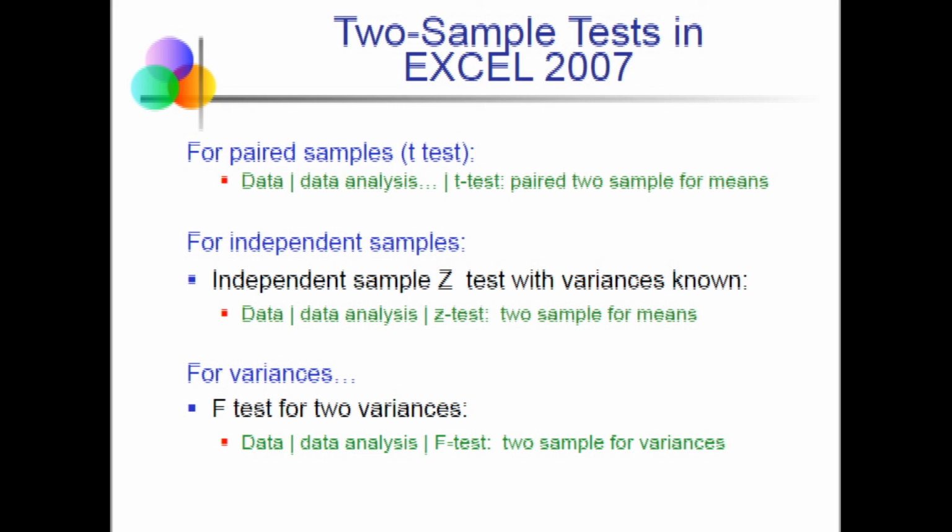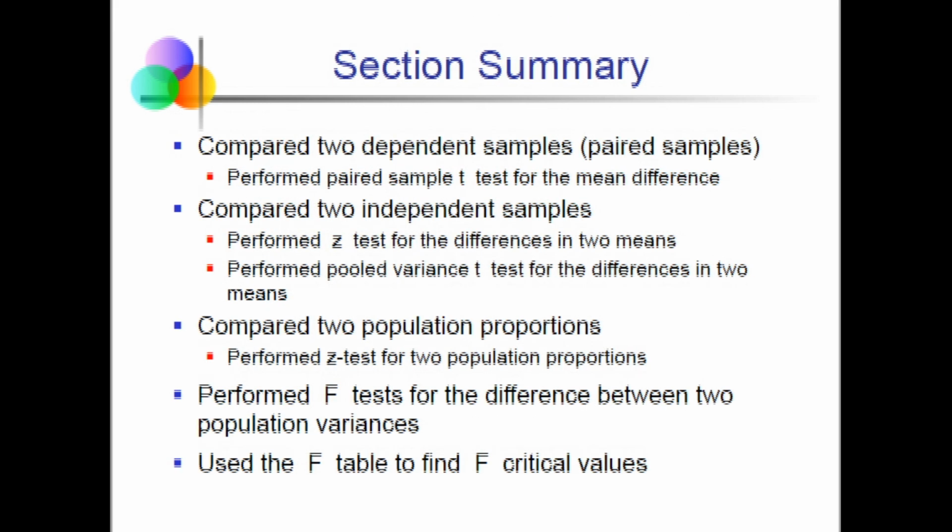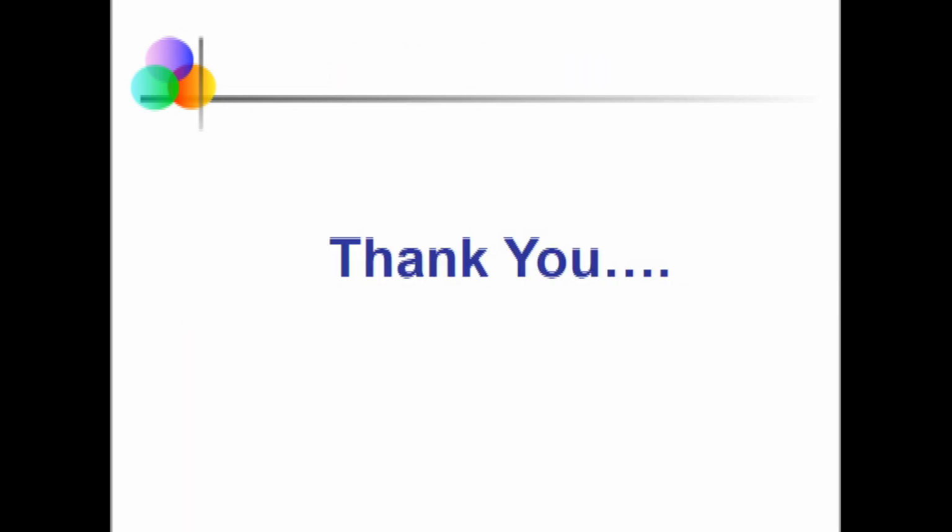So we've come to the end of our lecture. We have compared two dependent samples. We have also compared two independent samples, two proportions, and we have used the F table to find the difference between two population variances.